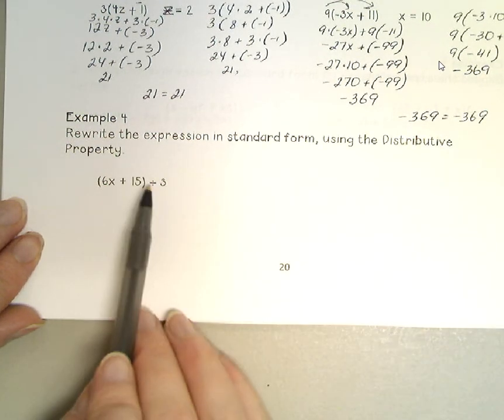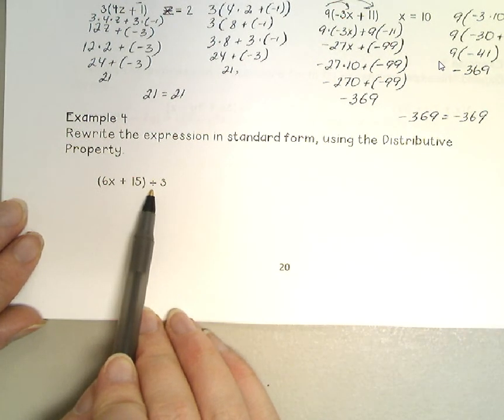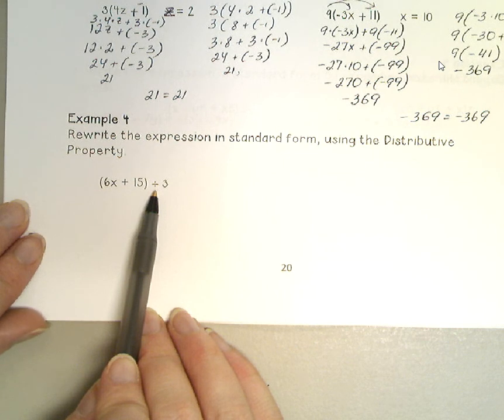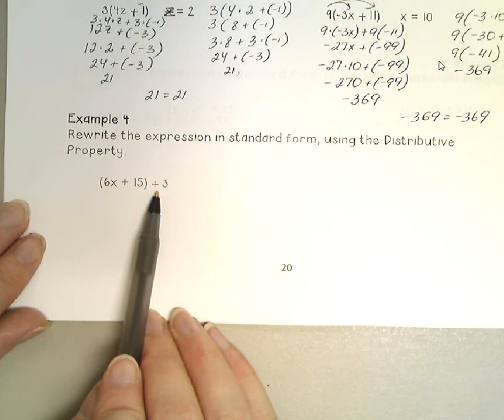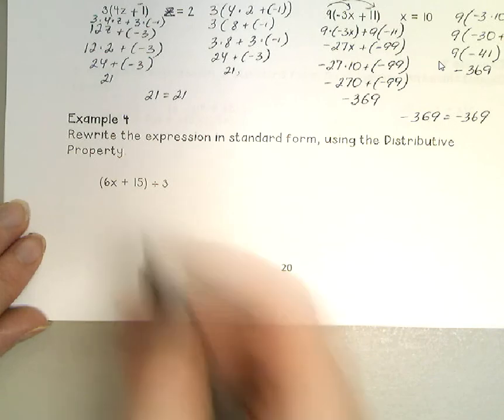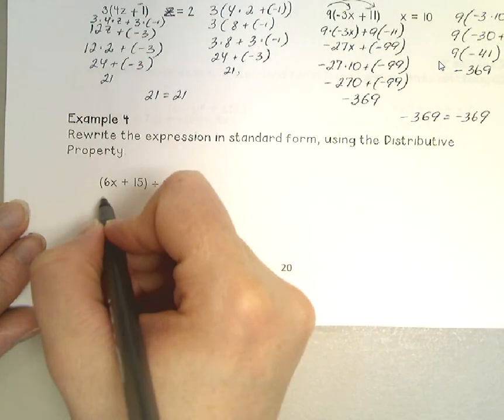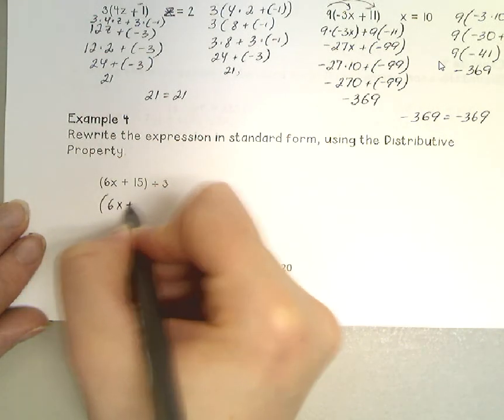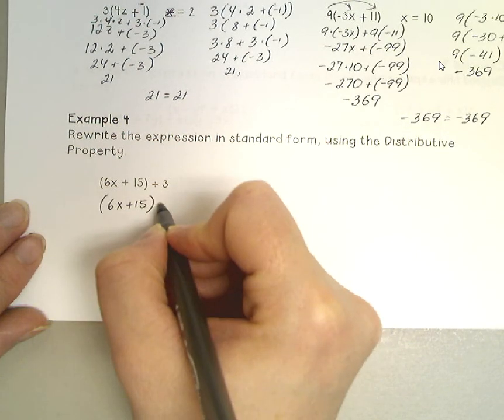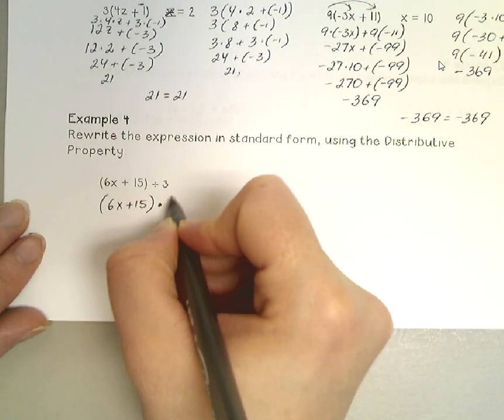Here I have division. What can I do with division? Same thing I do with subtraction. When I see subtraction, I change it to add the opposite. When I see division, I would change it right away into multiply by the reciprocal. So when I have that, I will have 6x plus 15 multiplied by the reciprocal of 3, which is 1/3.